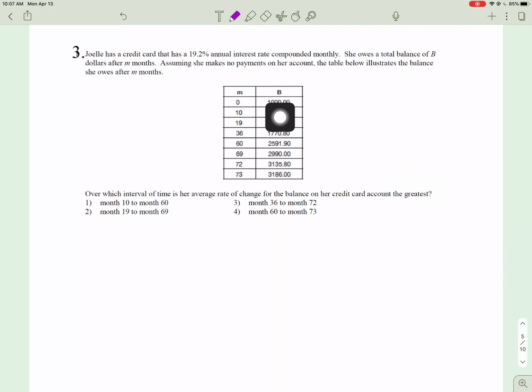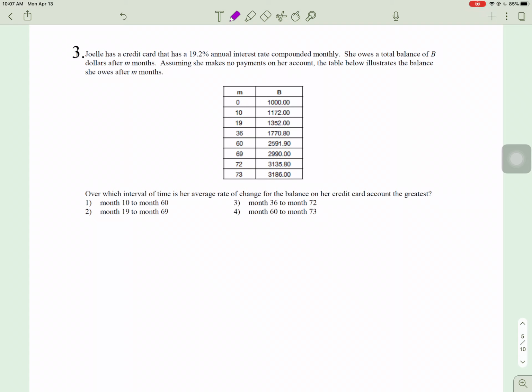If you have $1,000 on a credit card with a 19% interest rate, in 10 months, you now owe $1,172. Look, it happens after 72 months, which is 6 years, $3,000. You owe over triple what you originally borrowed. That's why you always pay your credit cards back quickly. So it says, over which time interval is her average rate of change on her credit card account the greatest?